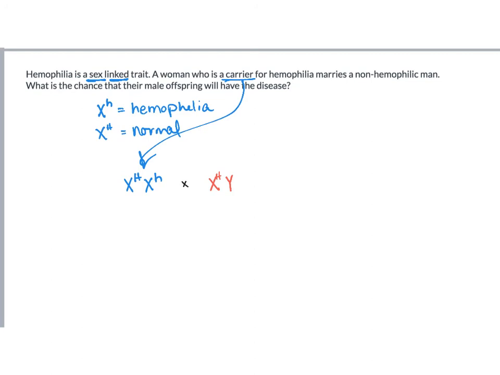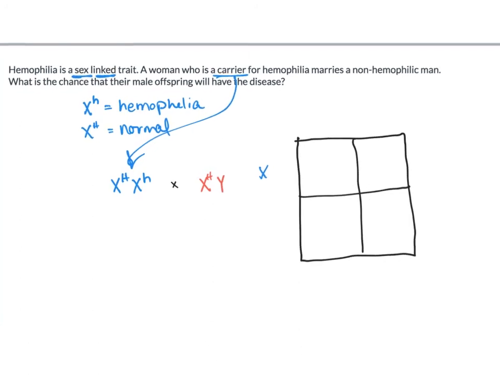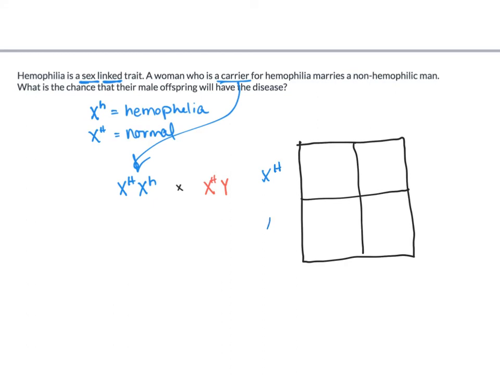We're only crossing one trait, the hemophilia trait. So we know there's going to be 4 boxes. So we have the female, right, which is X big H, and X little h, because she's a carrier. And then the male, who's going to be X big H, because he's normal. And then he also has a Y chromosome. And then you go ahead and do the crosses for that.